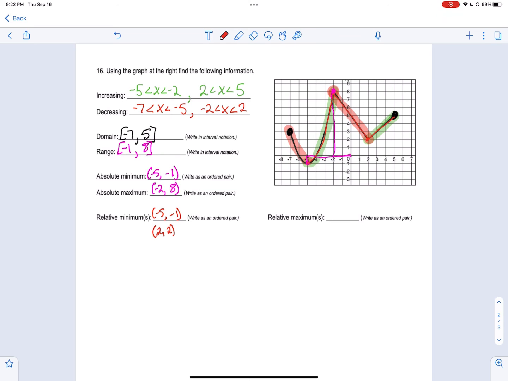And then when we take a look at the maximums, other than the two endpoints, which again, we can't say if those are minimums or maximums because the function is only defined between those 2 points, I would say that the relative maximum is the only maximum I was given, which is -2, +8. So now we've identified the key features of our graph, and we're ready to move on to the next.